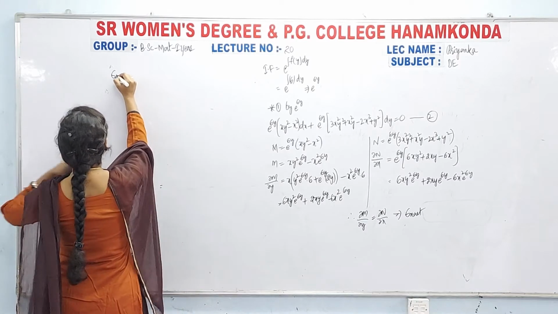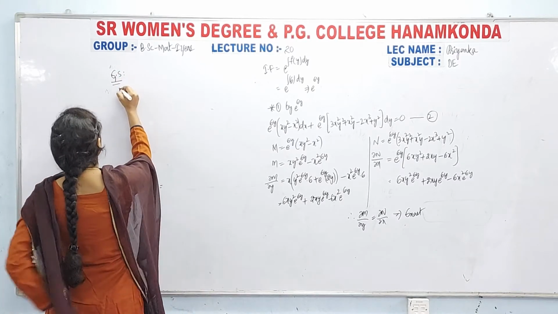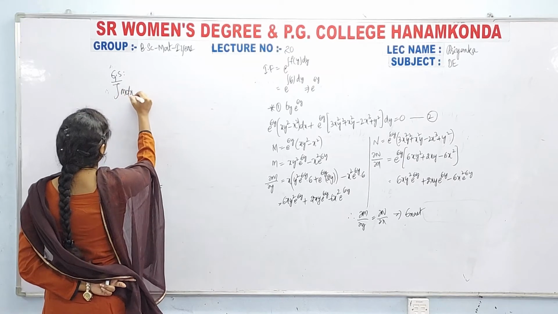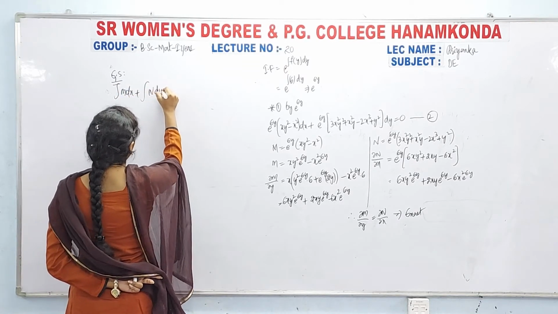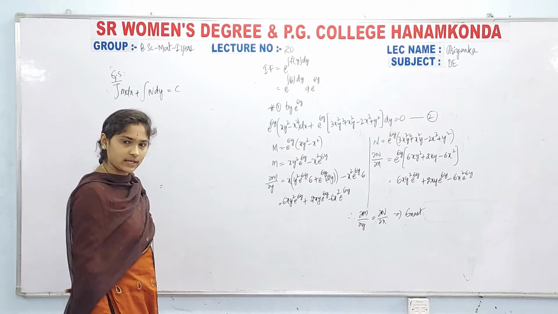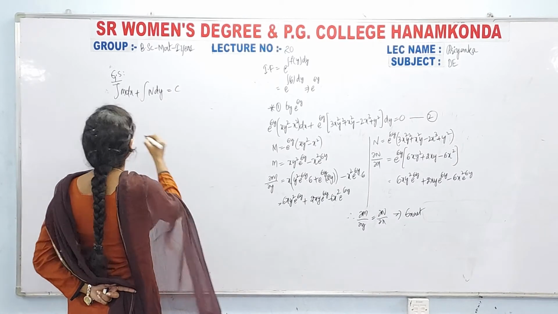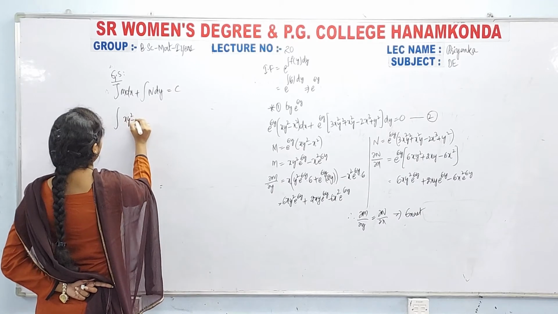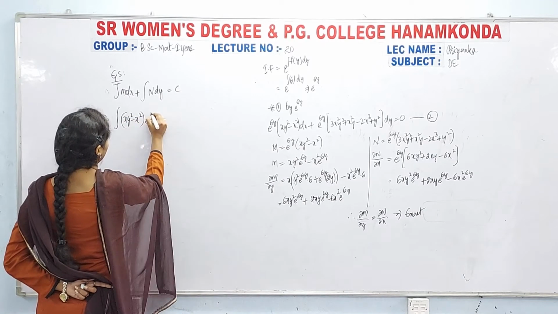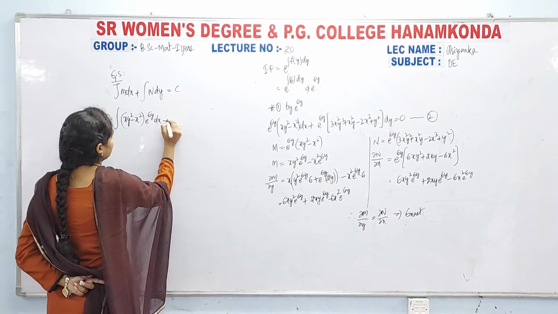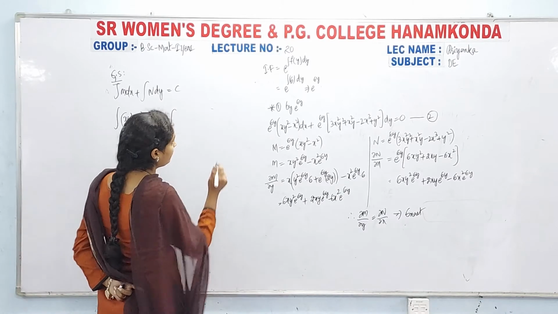So, therefore, the general solution is nothing but integration of M dx plus integration of N dy equal to c. Now, integral, what is M here? M is nothing but xy square minus x square of e power 6y of dx plus integral of what is N here?